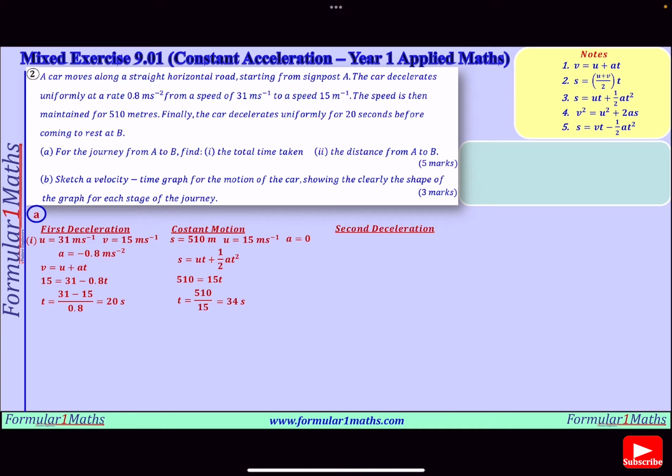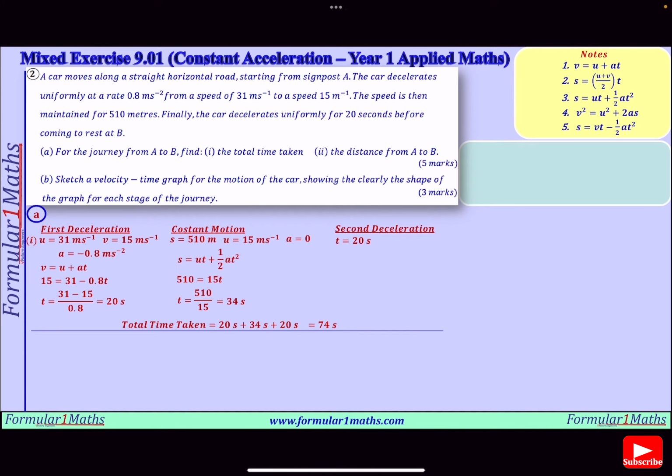Now the third stage, which is the second deceleration, we do not have to calculate any time at all because we have the time. We're told it is 20 seconds. We can now add the various times to get the total time. So the total time is 20 plus 34 plus 20, which gives us 74 seconds.